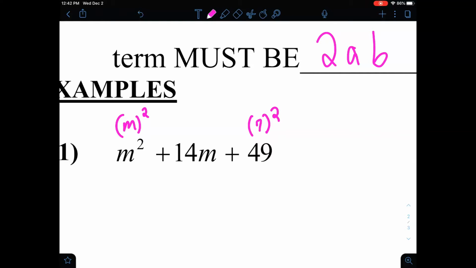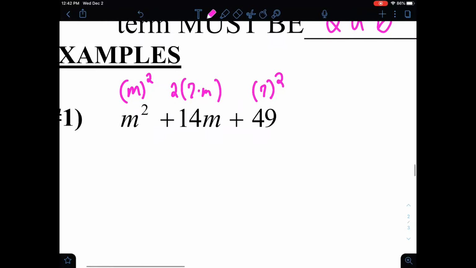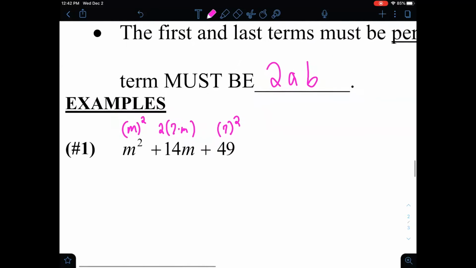And then what we need to check is that the middle term is going to be double m times 7. Not squared, just double m times 7. Let's do 7 times m, actually. Usually we put the variables in front. What's 2 times 7m? It's going to be 14m. So this one's actually correct too. So this is a perfect square trinomial. So here's the shortcut.